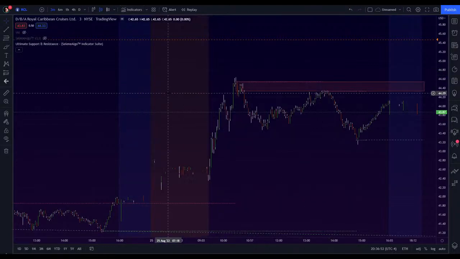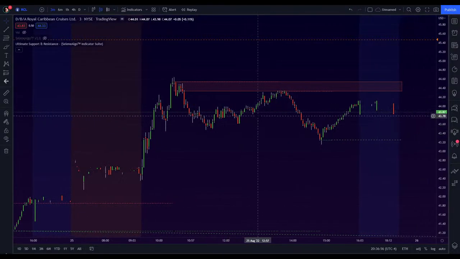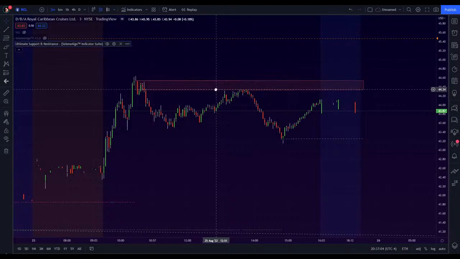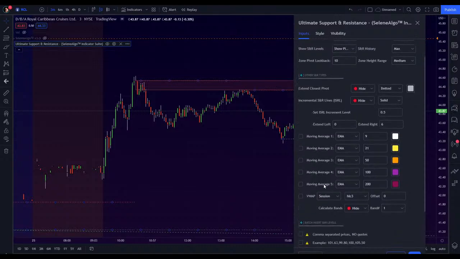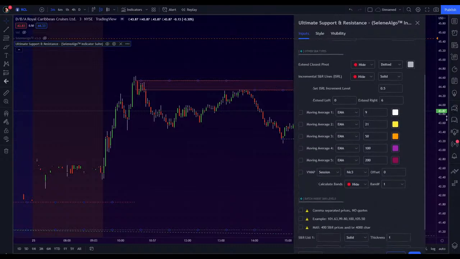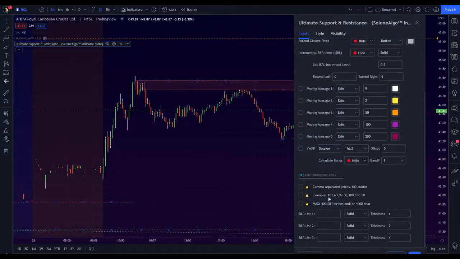So this is our ultimate support and resistance indicator. It draws support and resistance zones dynamically, trend lines dynamically. It'll also identify pivots for you, again, dynamically. So we'll go right into the settings here. It also has 5 different moving averages, as well as VWAP and VWAP bands. And you also have the ability to insert your own support and resistance list. Some of you guys are familiar with Zero and Shimmy here in the Trading Collective. Most of the time, Zero will actually post his own levels, so his own support and resistance levels. So you can copy and paste those right in here.